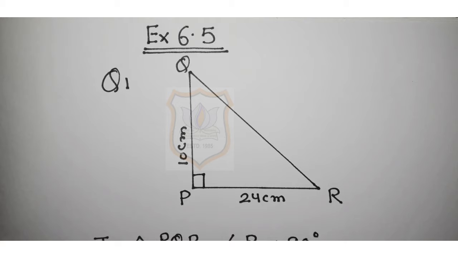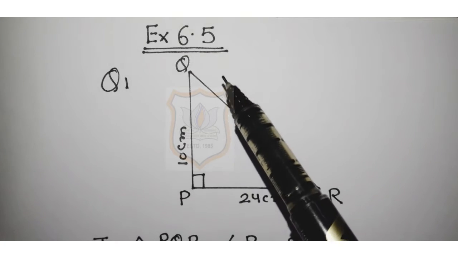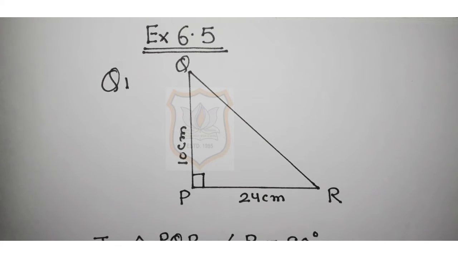So students, let's solve question number 1. In this question, triangle PQR is given. This is a right angle triangle, and in this right angle triangle, angle P is equal to 90 degree. Side PR is of 24 centimeter and side PQ is of 10 centimeter. That is already given in the question, and you have to find out QR.